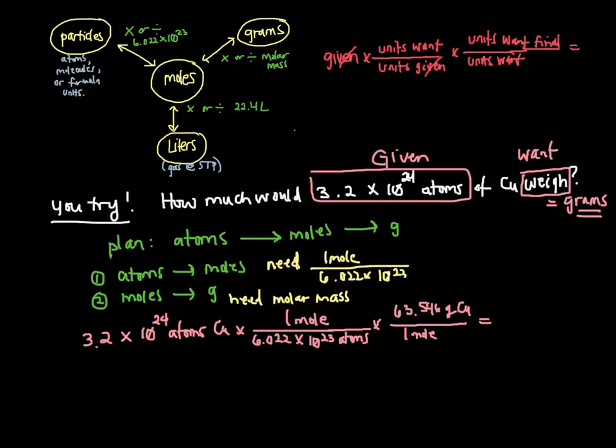We're going to start with our given, and then we're going to multiply by the ratio 1 mole over 6.022 times 10 to the 23rd atoms, so that atoms cancels. And then we're going to multiply by another ratio with the molar mass of copper, grams on top and moles on the bottom, so that ultimately we're left with grams of copper. So your answer should be about 338 grams of copper. So that's how much this many atoms of copper should weigh.